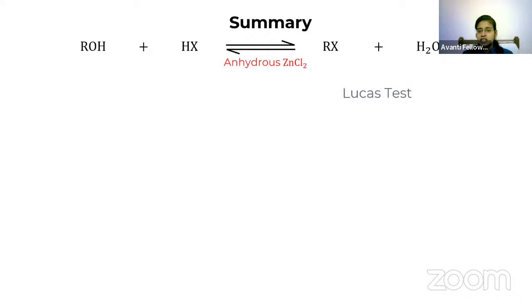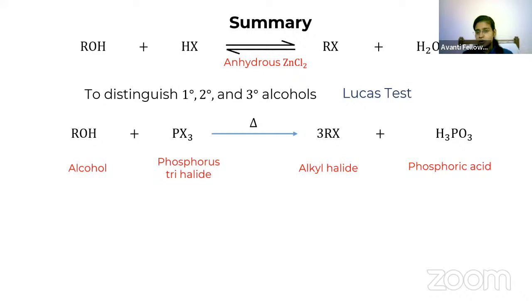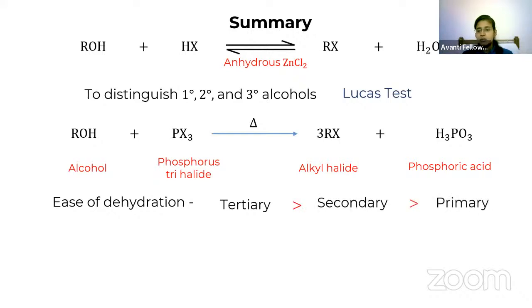So let me summarize what we studied in today's session. First of all, we have studied the reaction with HX, which leads to the formation of alkyl halide with anhydrous zinc chloride. We also studied the Lucas test, which was used to distinguish primary, secondary and tertiary alcohols. Then reaction with PX3 gave alkyl halide and H3PO3. For this reaction, the ease of dehydration is tertiary more reactive than secondary and primary.